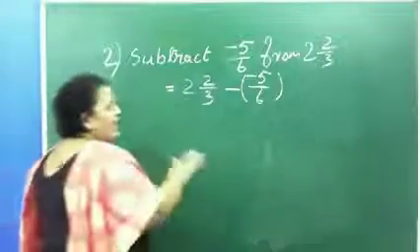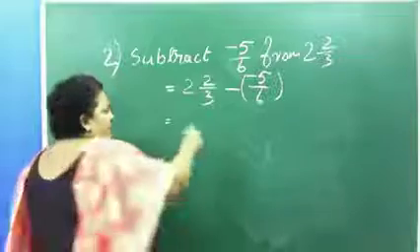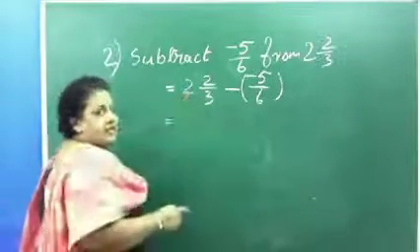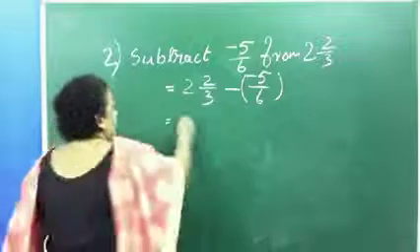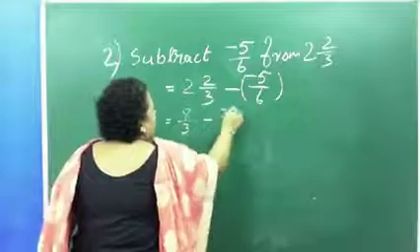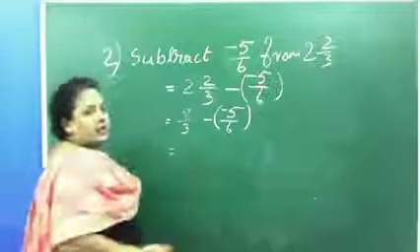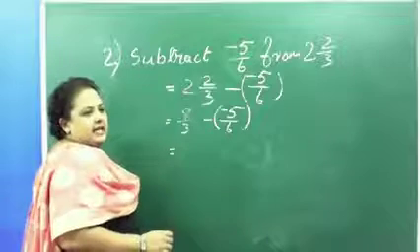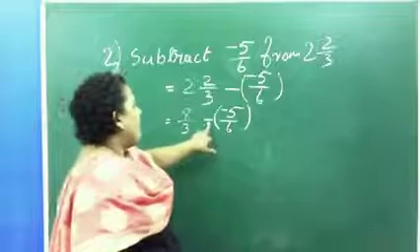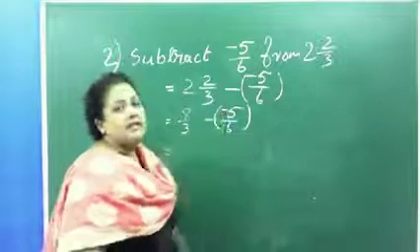Now, the same way you have to convert this mixed fraction into an improper fraction. What will you get? 2 3s are 6, 6 plus 2, 8. 8 by 3 minus negative 5 by 6. Now, what will we do? You have to find the LCM there. Before finding the LCM, let me ask you, minus and negative are coming together, then what will be the final result?